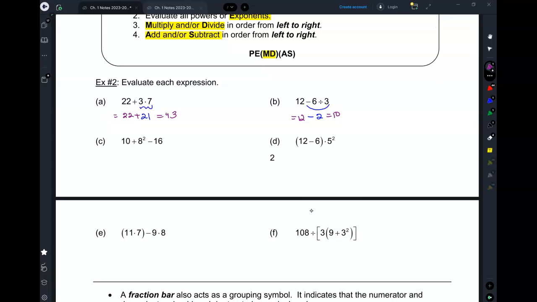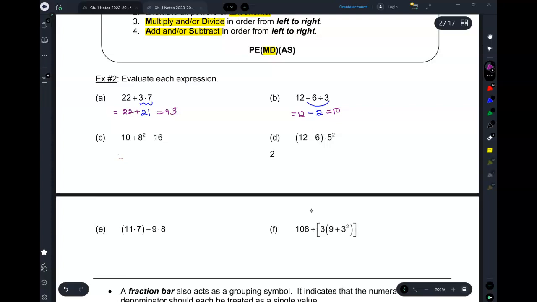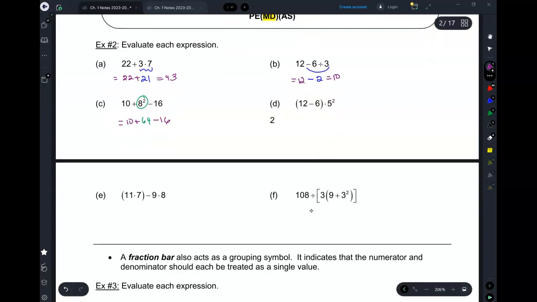Correct. So here. You do the exponent first. Yes. 64. So 10 plus the exponent, 64, minus 16. Wait, 58. I think. Something around that. You're right, it's 58. Okay, fabulous. Okay, what about the next one?